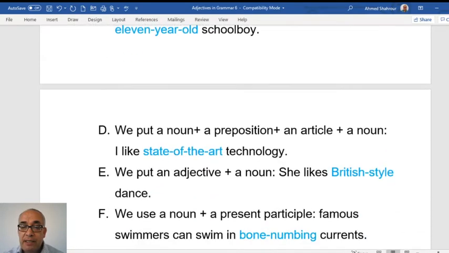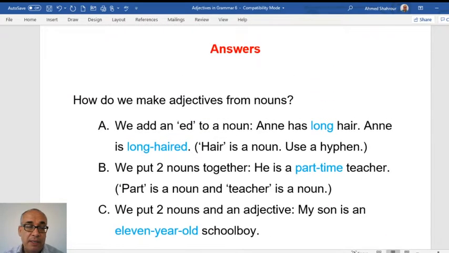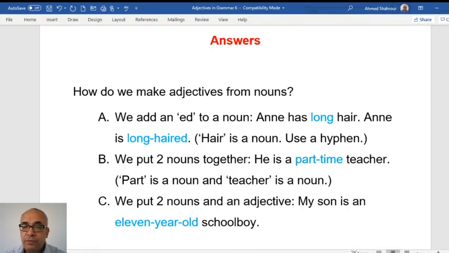So I've got A, B, C, D, E, F. I have got 6 ways to make adjectives from nouns. So if I want to make an adjective from a noun, of course an adjective is a describing word, a noun is the name of something or animal, of person or idea. So how do we make adjectives from nouns?